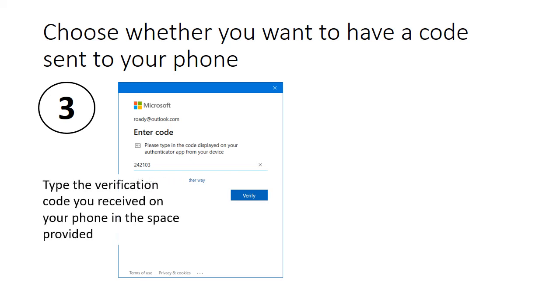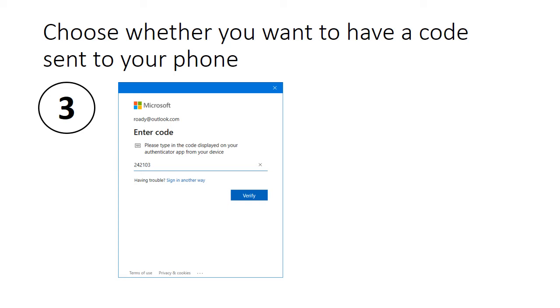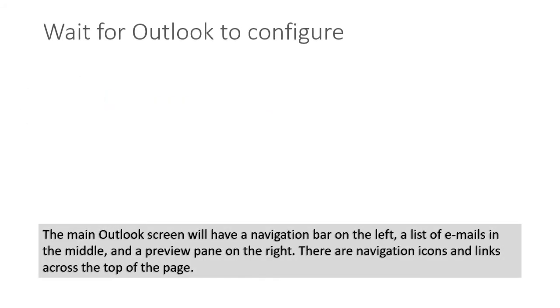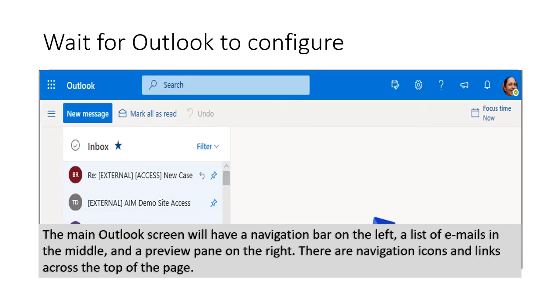Type the verification code you received on your phone in the space provided. Click the Verify button. Wait for Outlook to configure. The main Outlook screen will have a navigation bar on the left, a list of emails in the middle, and a preview pane on the right. There are navigation icons and links across the top of the page.